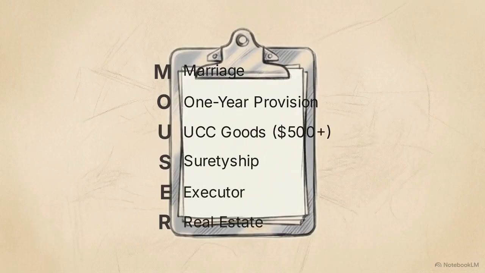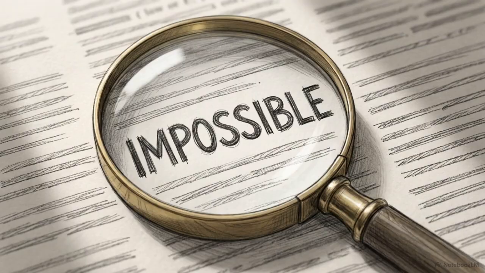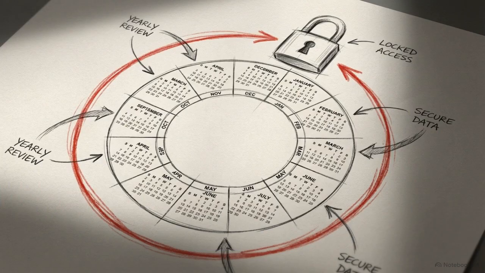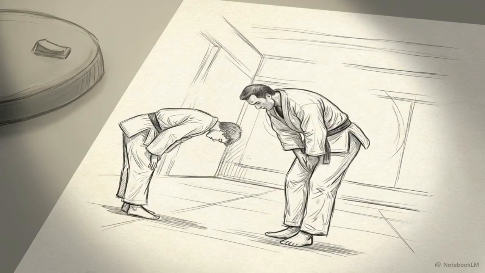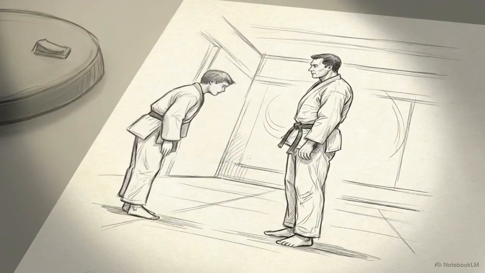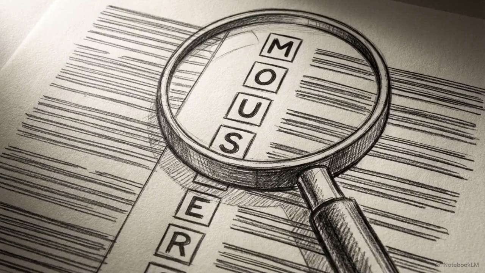Pay close attention to the 1-year provision. This is a highly tested trap that catches many students. The rule is triggered by absolute impossibility, not probability. It only applies if there is no possible way the contract could be performed within 1 year from its making. For example, providing personal instruction for 5 years does not trigger the statute. The performing party could die tomorrow, fulfilling the contract within a year. Internalizing the M.O.U.S.E.R list ensures you won't overlook a hidden trigger buried deep within a complex fact pattern.